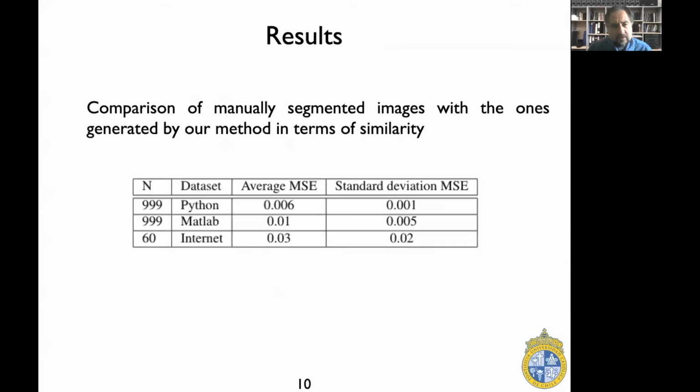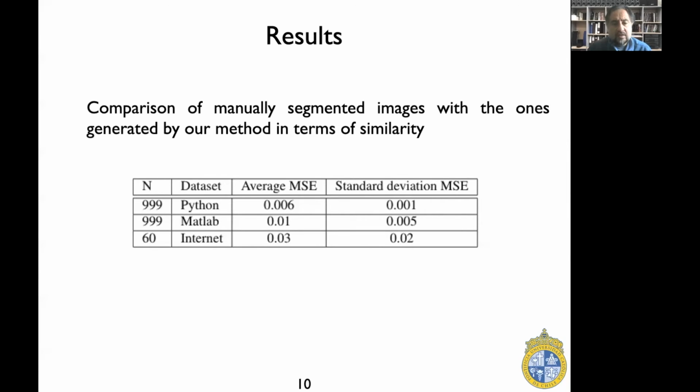So we compared our method with manually segmented images that we did by hand, and we calculated the mean square error in terms of its average and standard deviation. And we can see that for synthetic images, that is to say, images that we created ourselves in Python, MATLAB, or something similar, it's pretty low. So that means that when we compare what our method produces with what we segmented by hand, they're very similar. And we also tried on internet images we just downloaded from the internet.